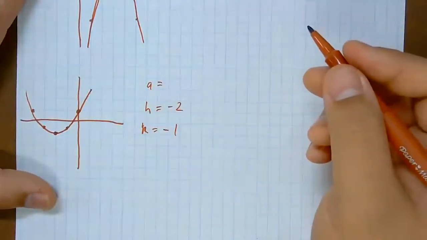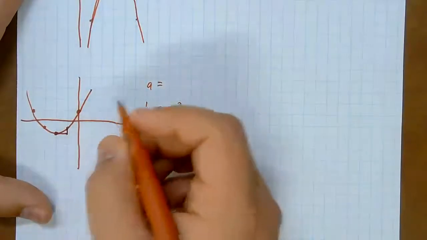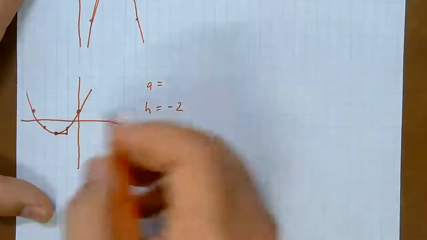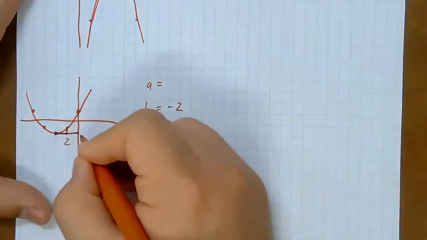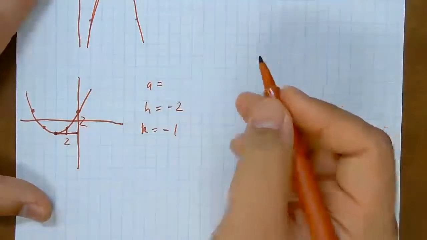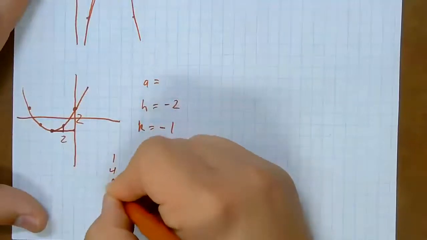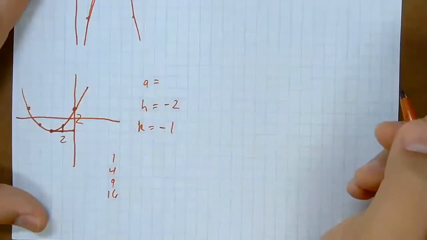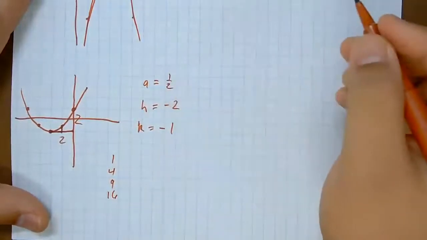Now A is a little trickier here, all right? If we go over 1, it's actually kind of hard to see exactly how far up we go. But if we go over 2, normally if we go over 2, we'd be going up 4. But in this case, we're going up 2. We're going half the amount we would normally expect from our 1, 4, 9, 16 pattern. We're going half of what we expect. So A equals 1/2.